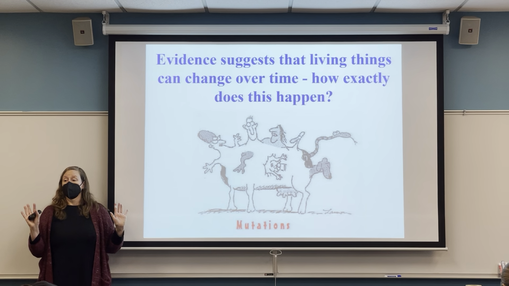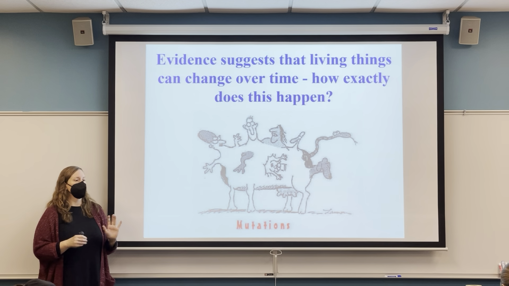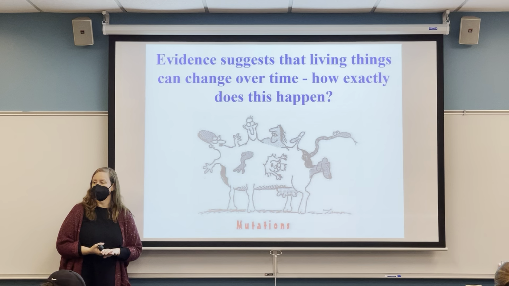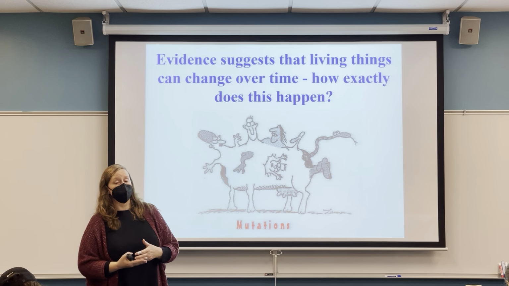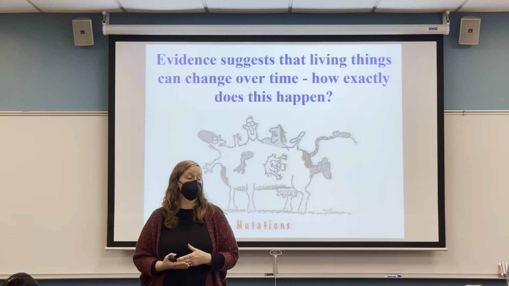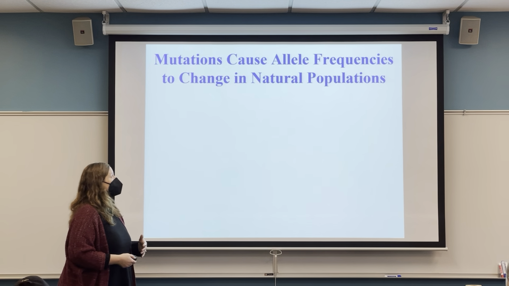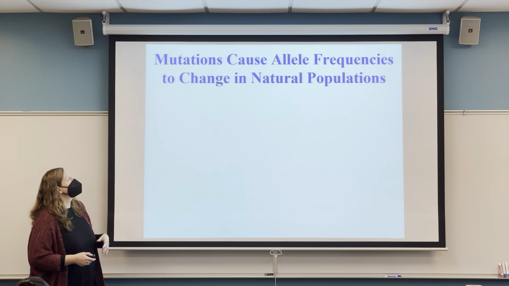So we've got lots and lots of different ways to show that evolution is happening in a population. We talked about all of those different ways last week, and also we can use allele frequencies as well. I just have the title, I don't have the picture for you all.